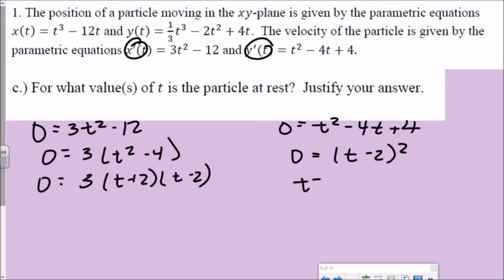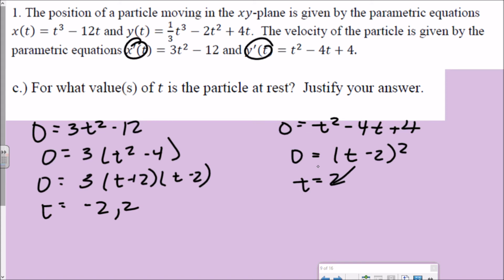So this one's giving me a t value of 2, this one's giving me t values of negative 2 and positive 2. So again, if I want to know where the particle is at rest, that means you can't have either your horizontal motion or your vertical motion. They both have to be 0 in order for the particle to be completely at rest. So my t values are going to have to match, right? They can't just be one is 0, they both have to be 0. That only happens when t is equal to 2.